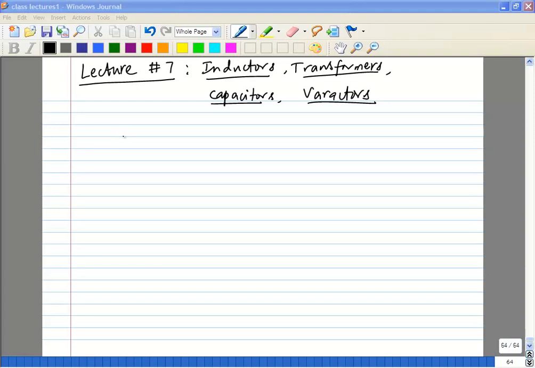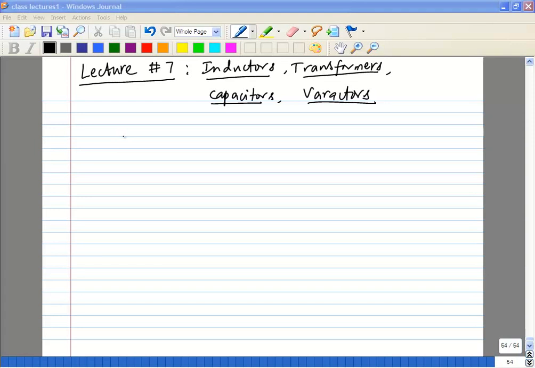So we'll quickly look at transformers. The basic idea is the same between inductors and transformers. The only difference is you want some symmetry in transformers between the primary and the secondary. We'll look at that. And then today we'll also cover capacitors and varactors, just to complete the passive circuits we'll be using for the tanks. We'll look at what kinds of capacitors are available, what a varactor is, what it does, and how it operates.